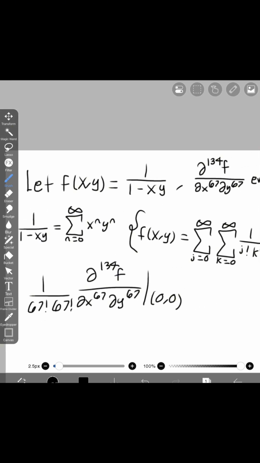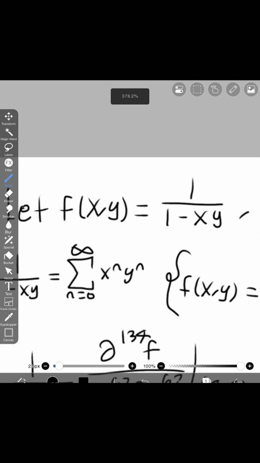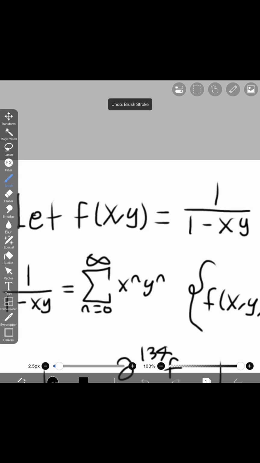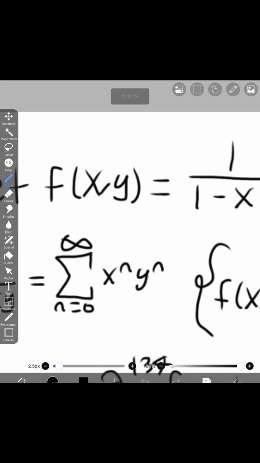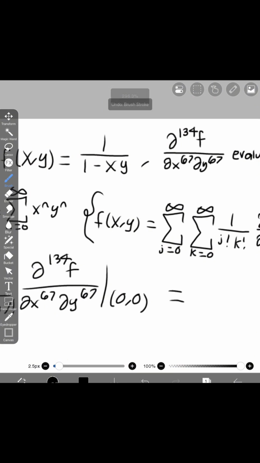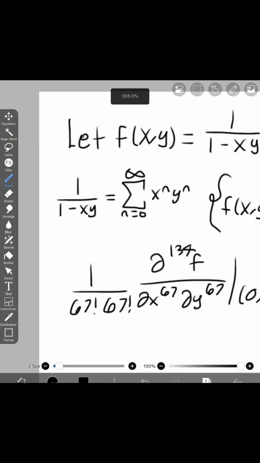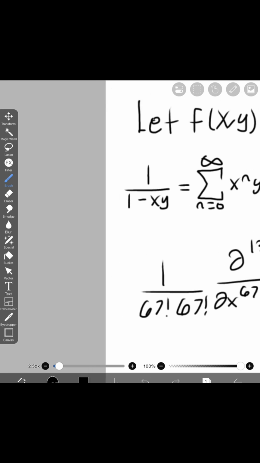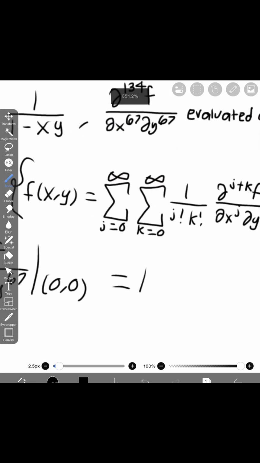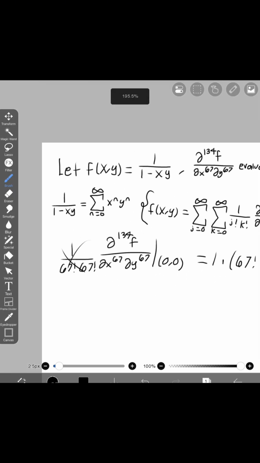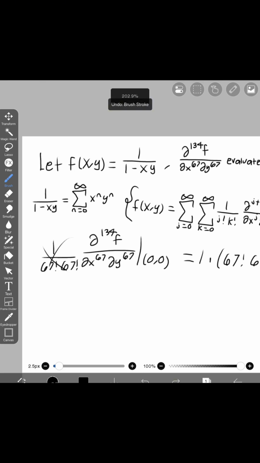So we need to match the coefficient from our geometric series expansion. So we need to set this equal to this series right here. And since the coefficient of this geometric series is technically just 1, we're going to set it equal to 1. Boom. And then, watch this. We can go ahead and multiply both sides by 67 factorial times 67 factorial. So this cancels out. And then boom, there we have it. We already figured out the partial derivative.